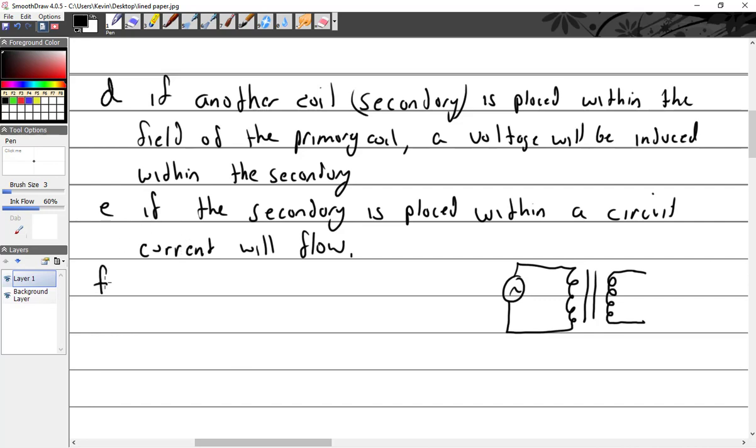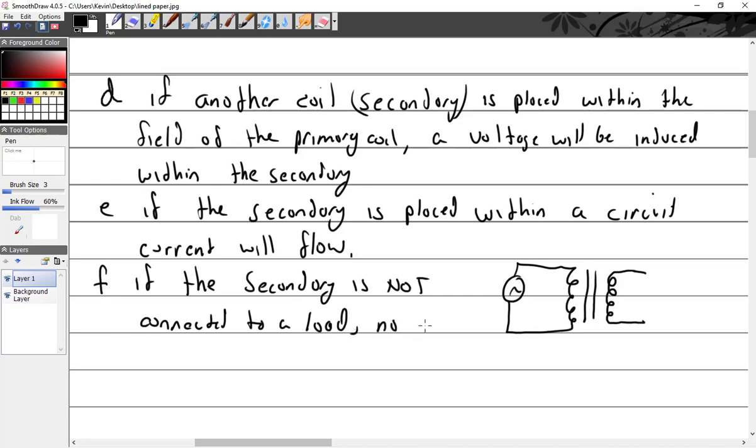All right, F. If the secondary is not connected to a load, no current will flow in the secondary. What about the primary?